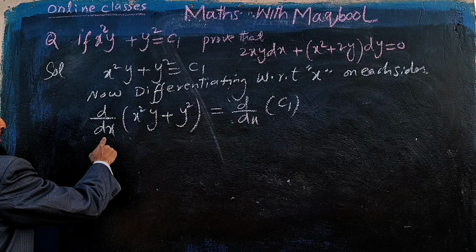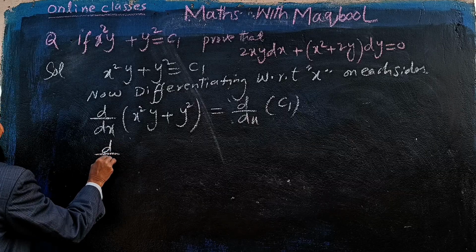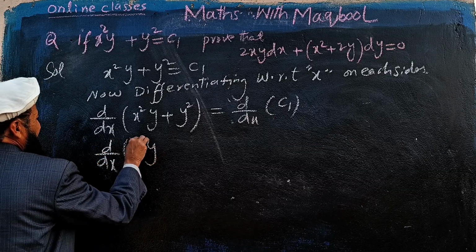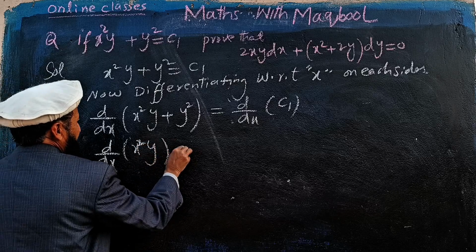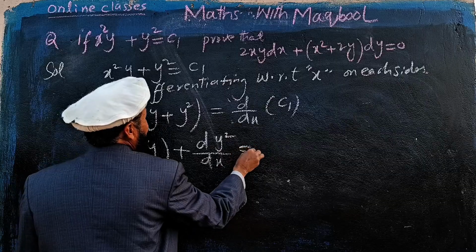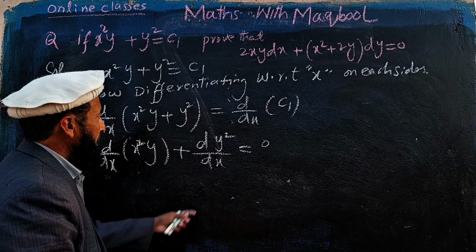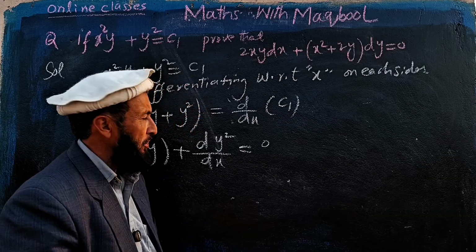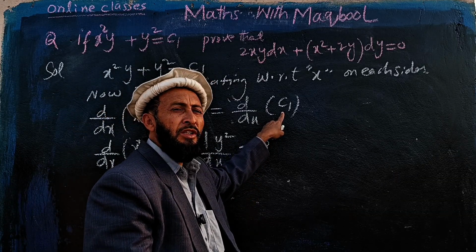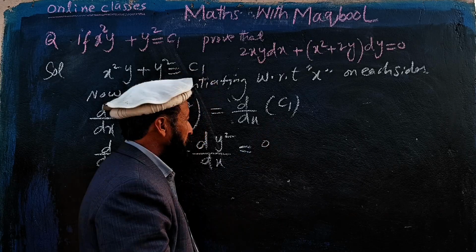So now we apply d by dx to both terms: d by dx of x square y plus d by dx of y square, and here the constant is equal to 0. That is the rule. If we differentiate any constant with respect to x, the derivative of the constant function is equal to 0.